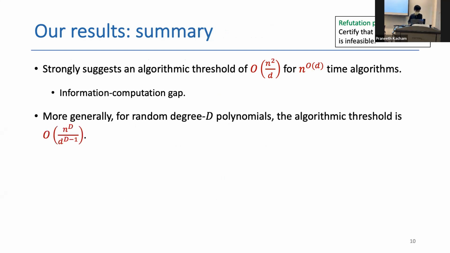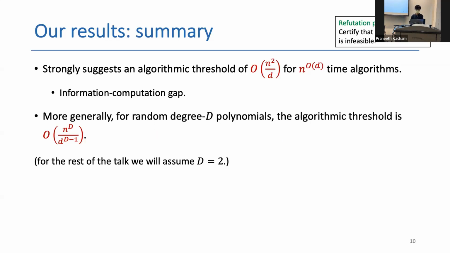Okay, yeah, there's an information-theoretic gap, an information-computation gap, sorry. And more generally, for random degree capital D polynomials, the threshold is at n to the d over little d to the capital D minus 1. But for this talk, we'll just assume capital D equals 2. Okay, so now I'll dive deep into our results.